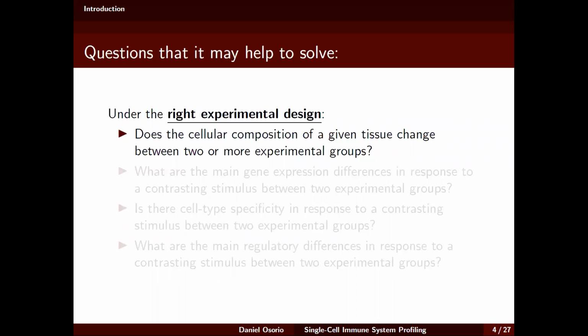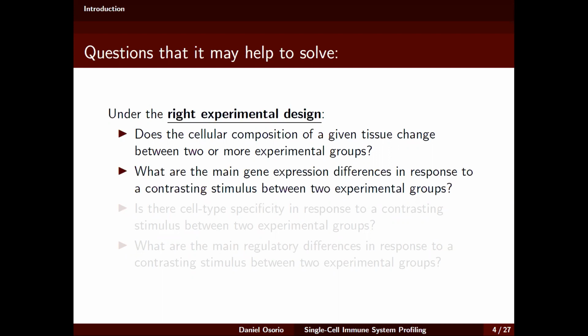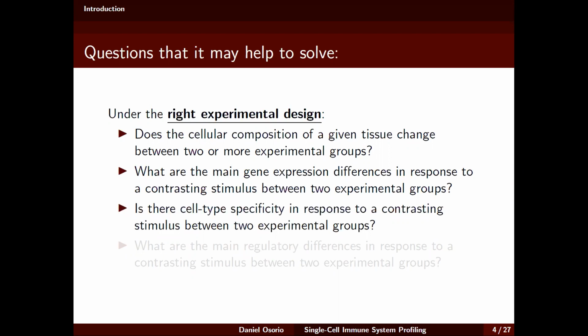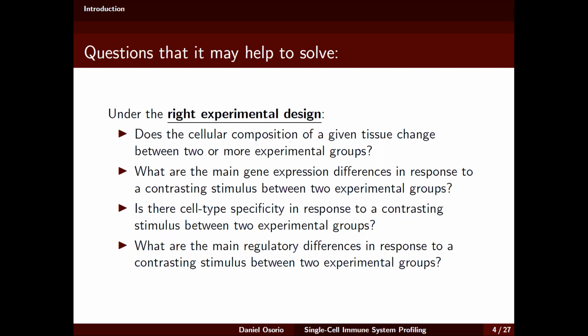But if we do that kind of experiment under the right experimental designs, we can get insights about how the cellular composition of a given tissue changes between 2 or more experimental groups. What are the main expression differences in response to a contrasted stimulus? And what is the cell type specificity in the response to that stimulus between 2 different experimental groups? And if we move further to network analysis, we may also be able to identify what are the main regulatory differences in response to a contrasted stimulus between 2 experimental groups.